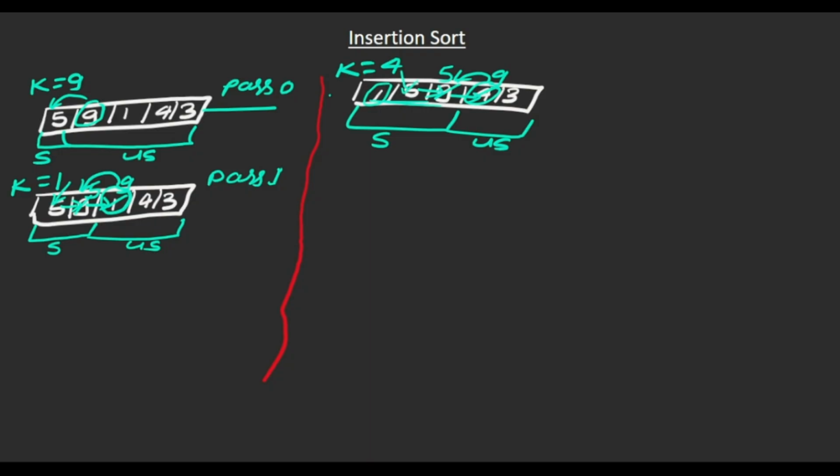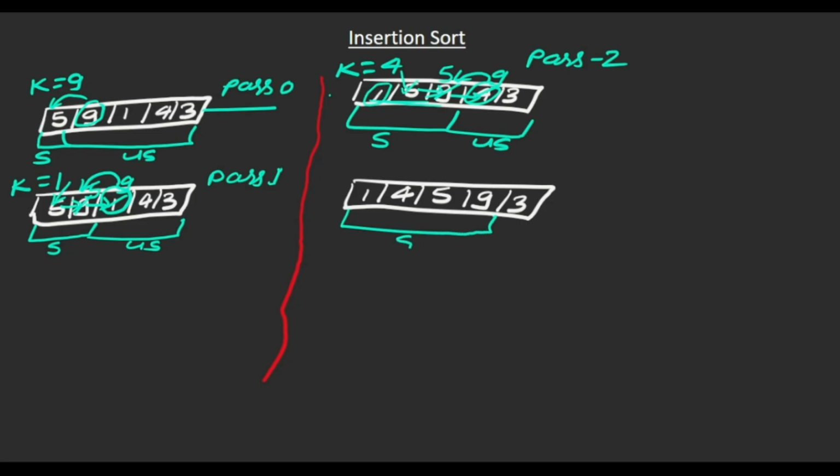So after this pass 2, our array looks like 1, 4, 5, 9 and 3, right? Here this one is the sorted array and this is unsorted, right?